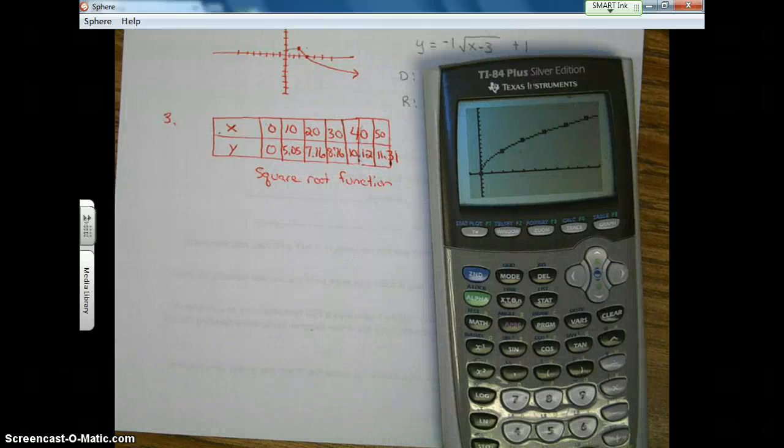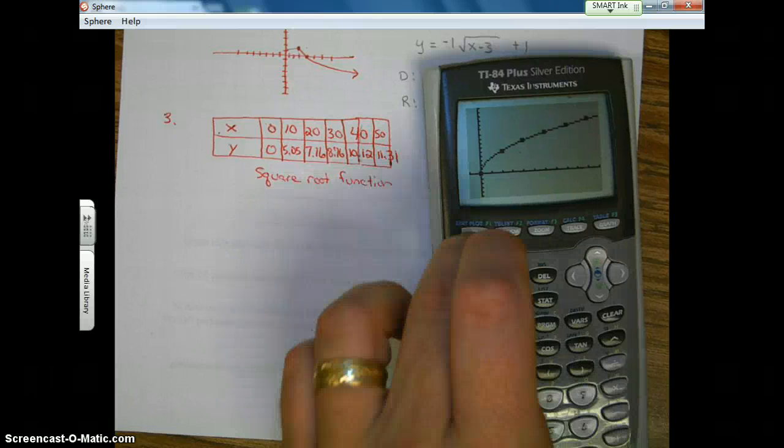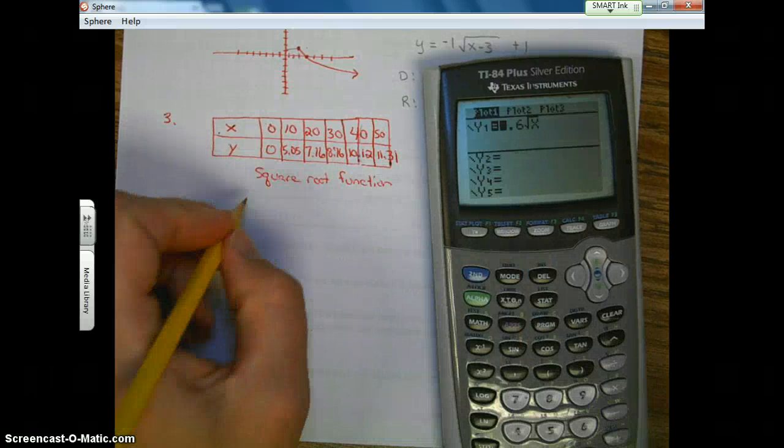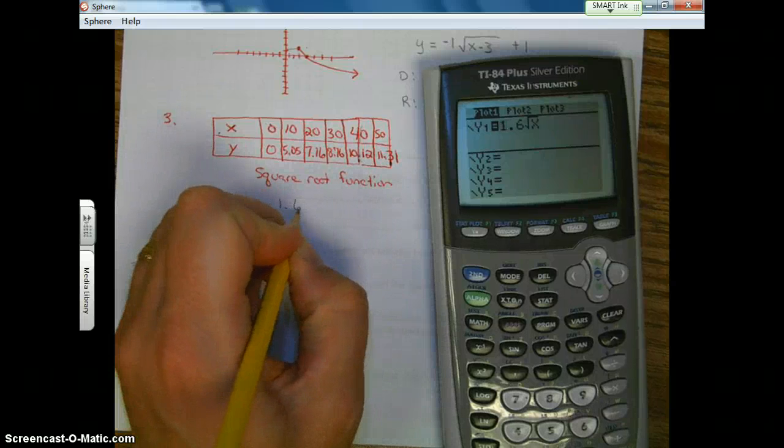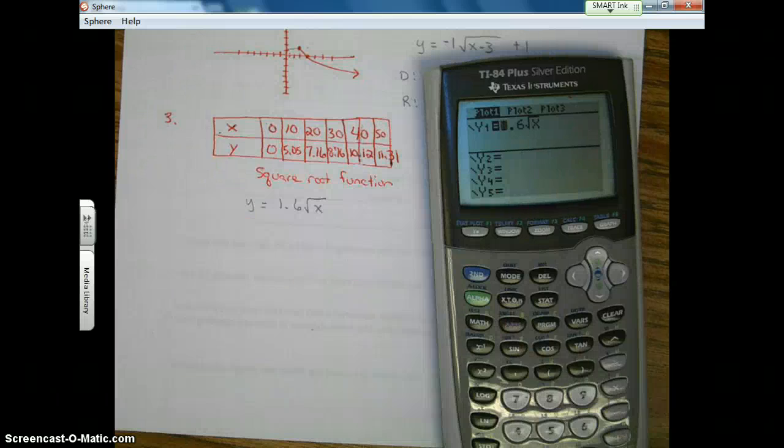Wow. Awesome. Hit all the points. So our equation is going to be y equals 1.6 times the square root of x.